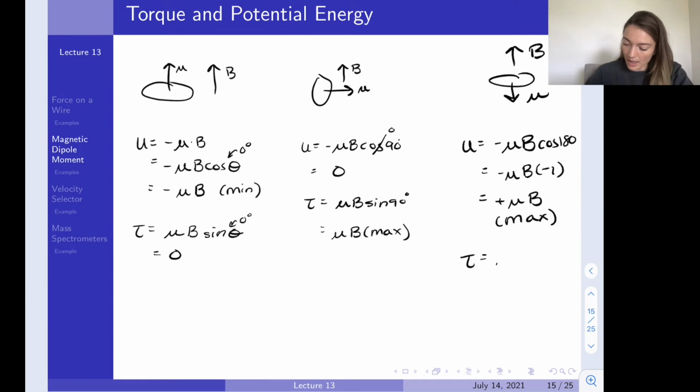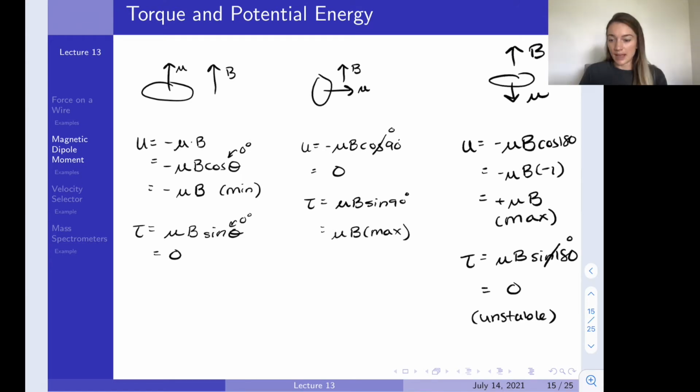And again, we have mu B sine of 180 for the torque. Sine of 180 is 0. So we have 0 torque in this configuration, but it's unstable. So this is an unstable configuration for this magnetic dipole. If there's any little perturbation at all, that dipole will move a little bit, and then it will feel a torque, and then it will align itself in this direction.